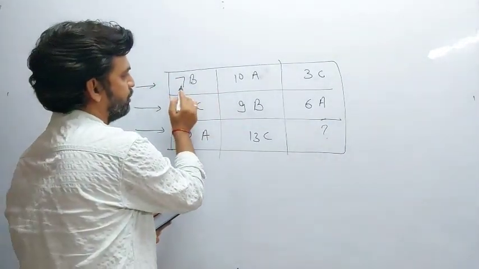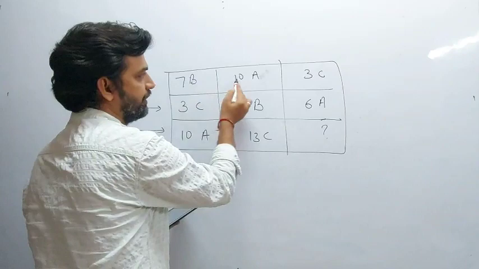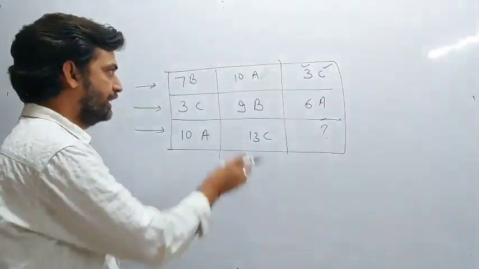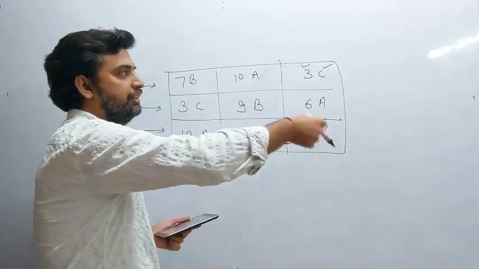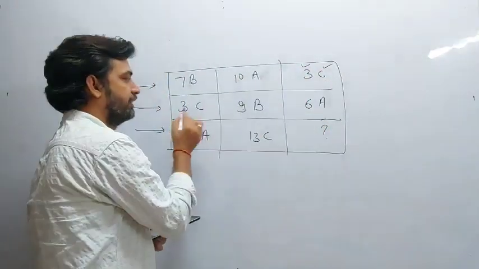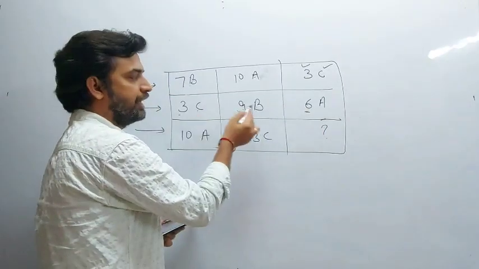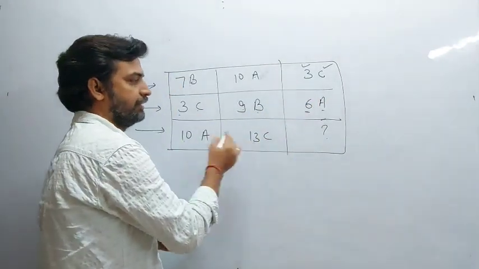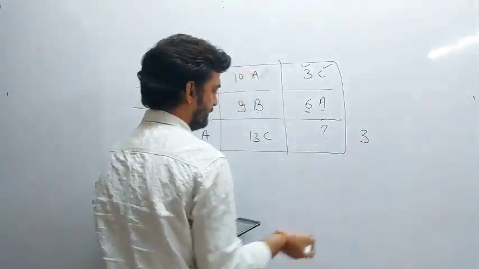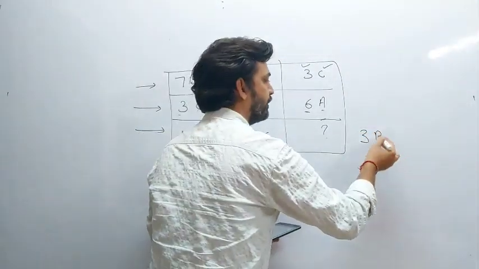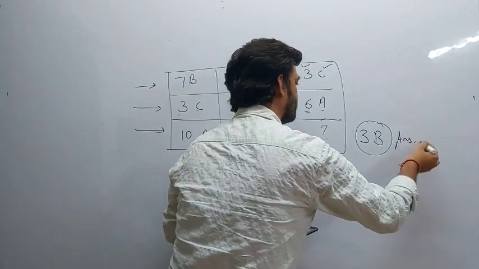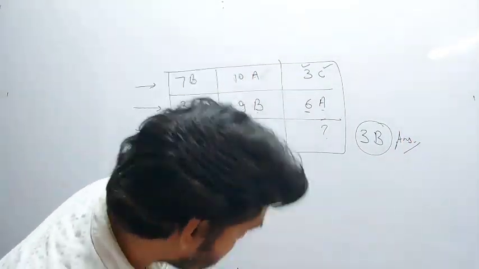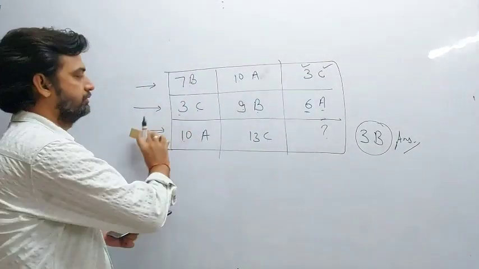So row-wise, when we talk about 10, 7 and 10, the difference is 3, and B and A are provided, so the remaining letter is C. That means the difference of the numbers, and out of A, B, C, the remaining letter. 3 and 9, the difference is 6, and C and B are provided, the remaining letter is A. Same way, 10 and 13, the difference is 3, and the remaining letter is B. So your answer is 3B. Clear? So we need to write 3B. Done?